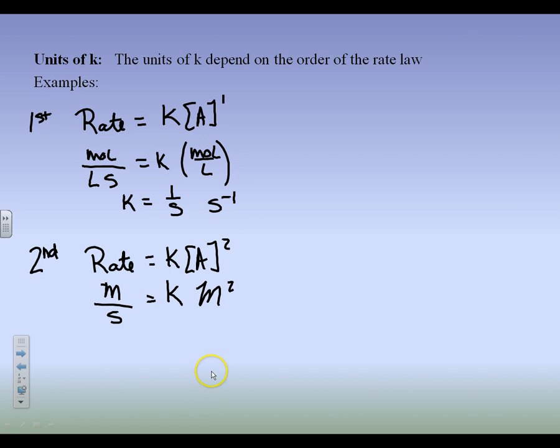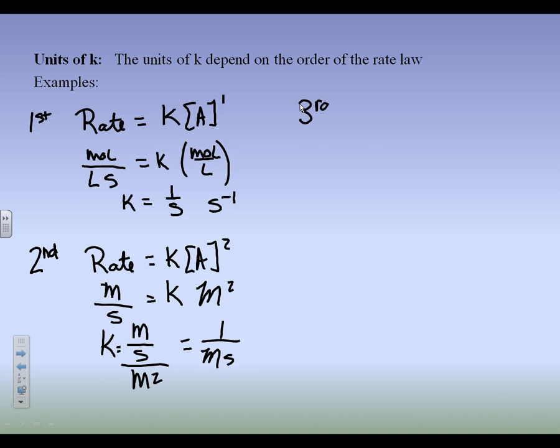Keep it simple here. So now I've got to get K by itself, and the dimensional analysis will show you that you end up with molarity per second divided by molarity squared. So if we simplify this down, one of my molarities is indeed going to cancel, and my units of K would end up being 1 over molarity seconds.